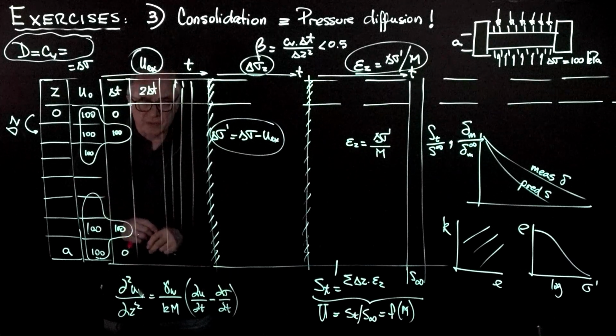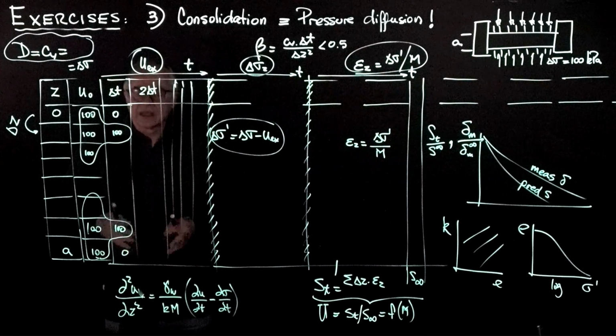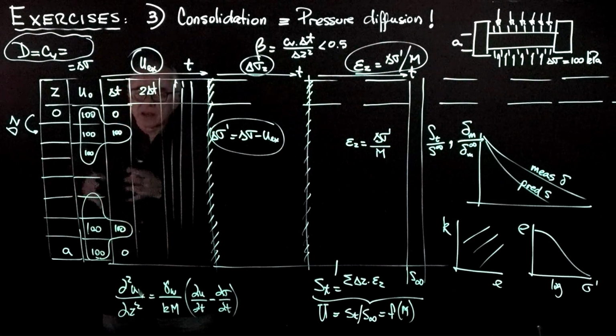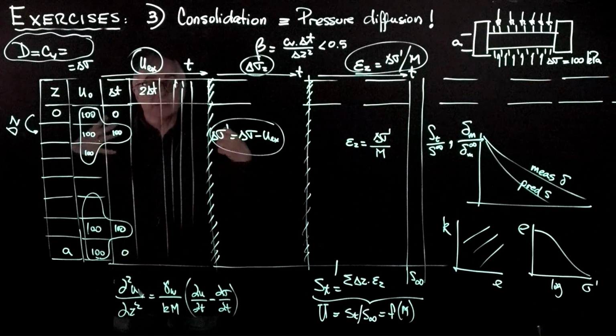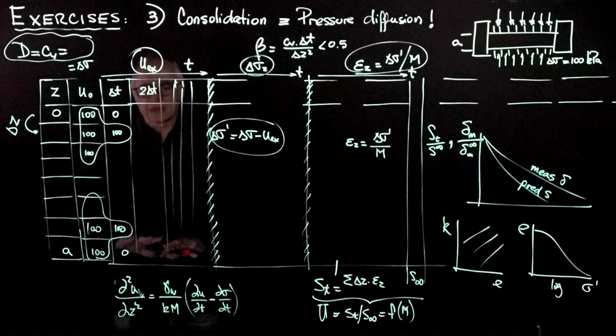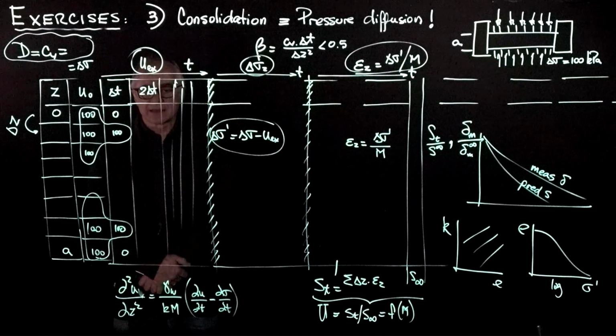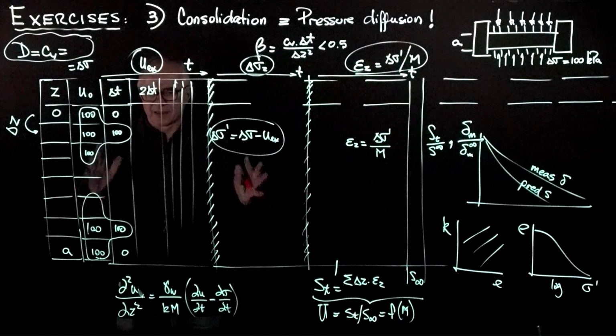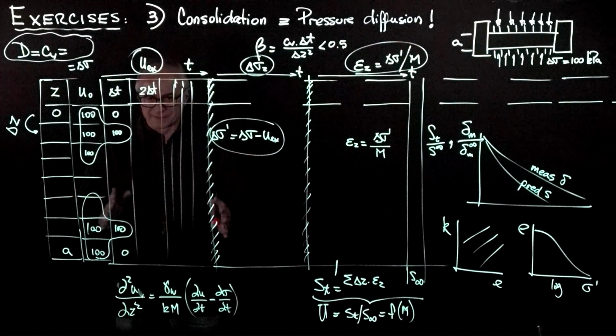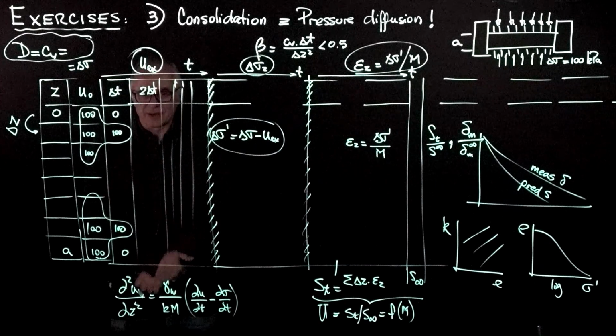Please go back to the previous video on the numerical solution of the diffusion equation. And now you can run tests with constant rate of loading or with any rate of loading. And you can go to the field and do exactly the same to analyze settlement data from preload tests. This is so simple and it's so powerful. Go ahead, give it a try.